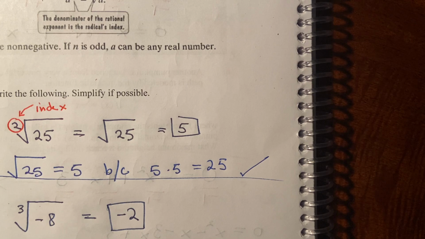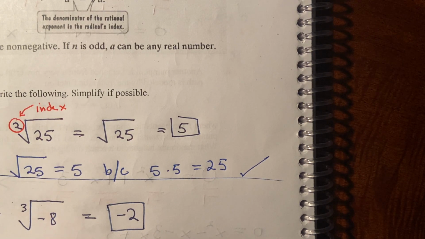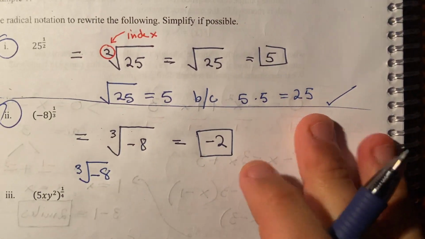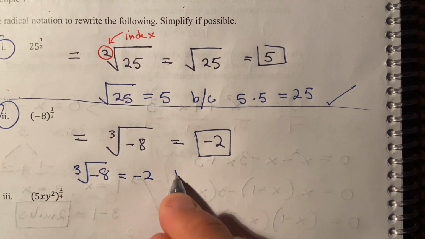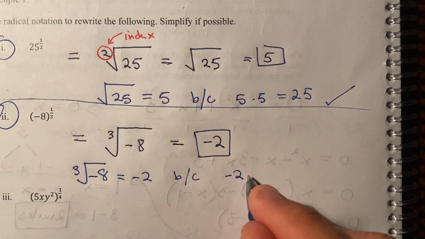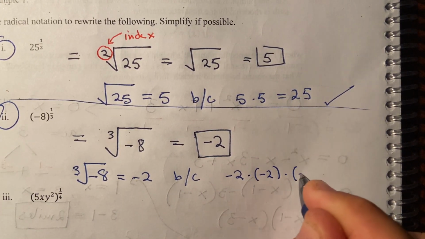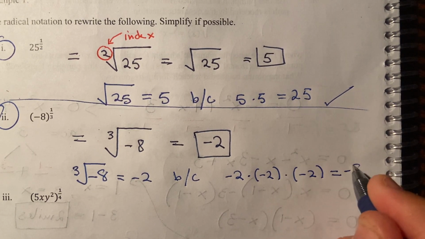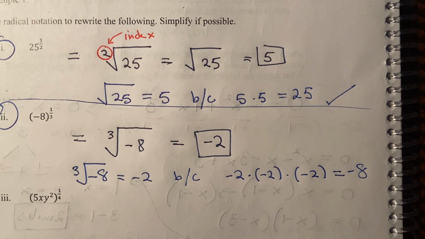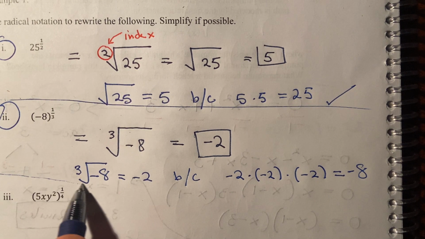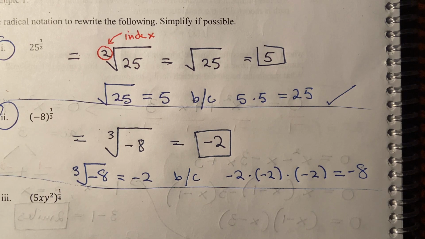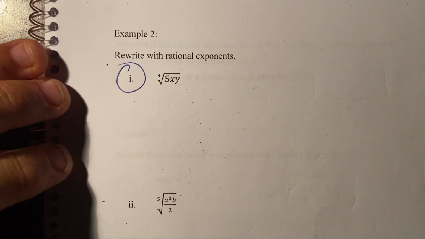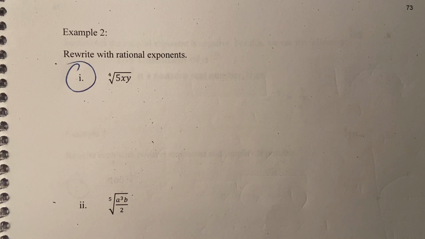And this is -2 because -2 times -2 times -2 equals -8. And that's what a root means. And I'll talk more about that in a little bit, but we would have just -2. So you want to be able to go either direction with that.